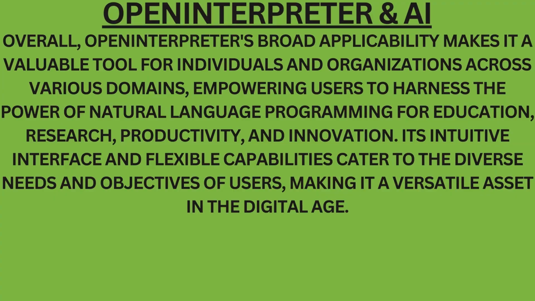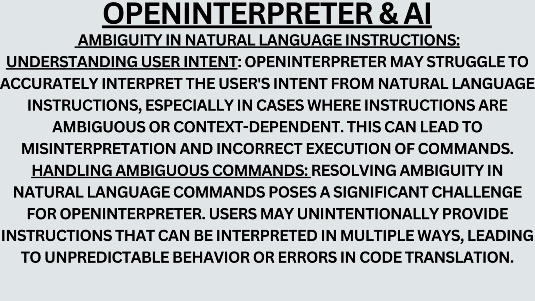Ambiguity in natural language instructions. Understanding user intent. OpenInterpreter may struggle to accurately interpret the user's intent from natural language instructions, especially in cases where instructions are ambiguous or context dependent. This can lead to misinterpretation and incorrect execution of commands. Handling ambiguous commands. Resolving ambiguity in natural language commands poses a significant challenge for OpenInterpreter. Users may unintentionally provide instructions that can be interpreted in multiple ways, leading to unpredictable behavior or errors in code translation.